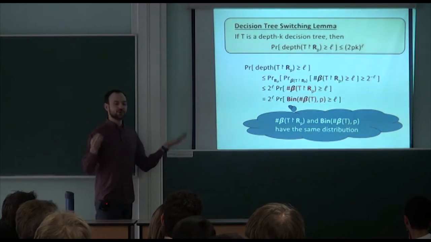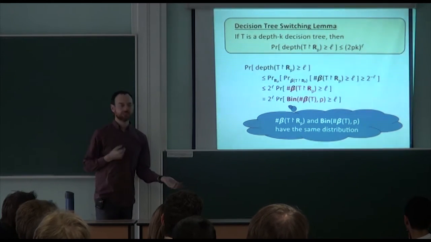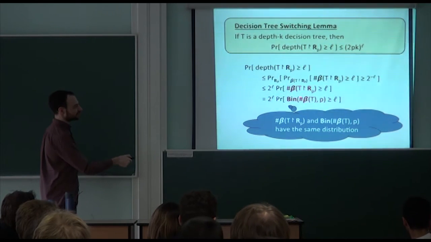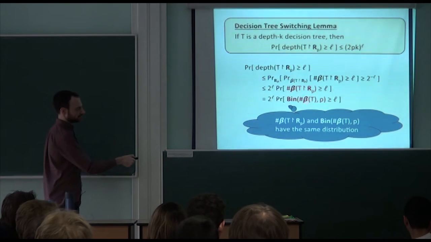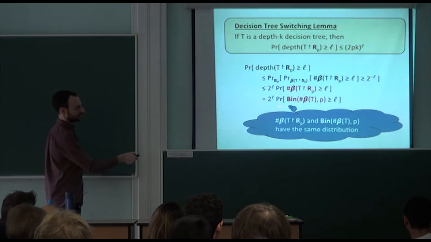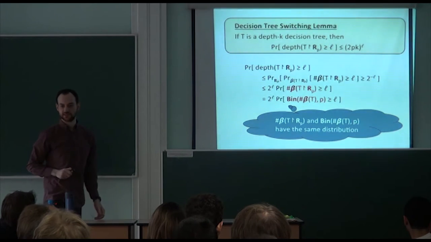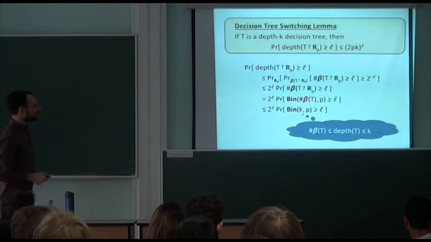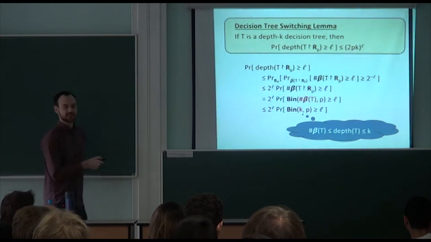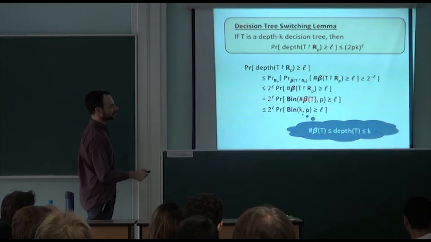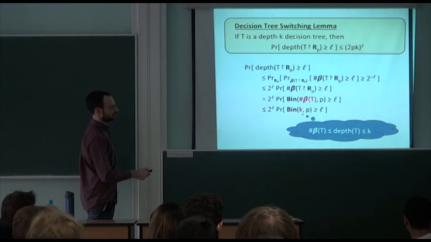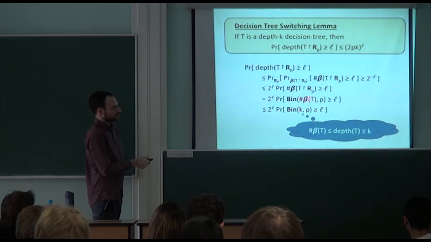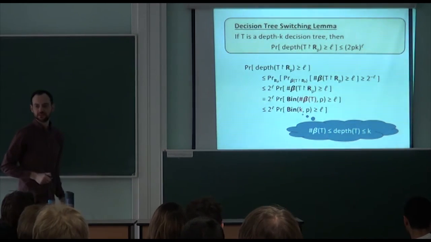Now we use this equivalence of these two distributions. We already noted that this random variable is the same as first taking a random branch in T, and then taking a binomial random variable for the length of that branch. Finally, we use the fact that T is a depth k decision tree, so the number of variables that you could read on a branch is at most k, so we can just bound this by k here.